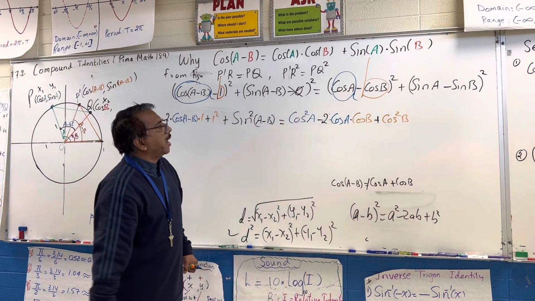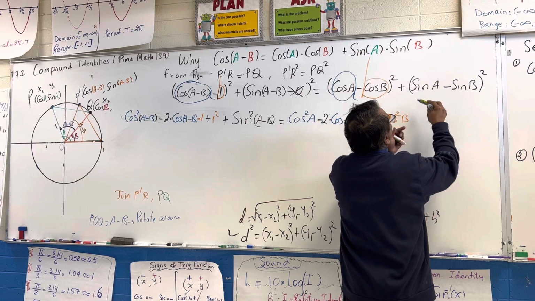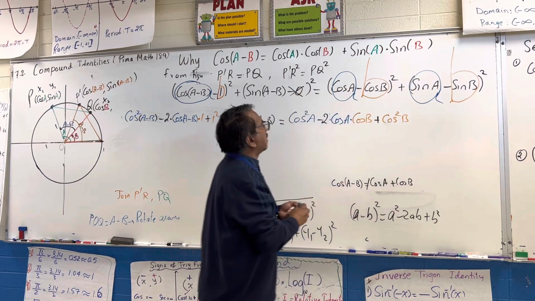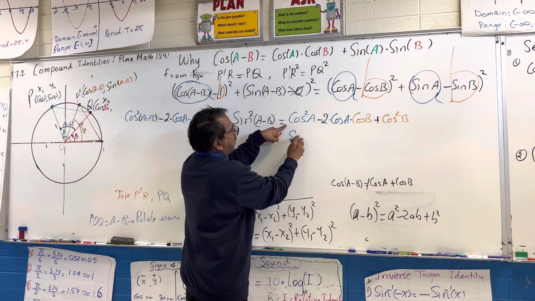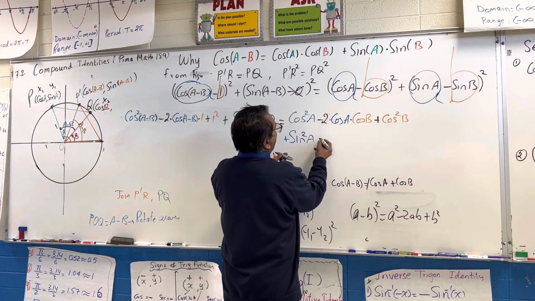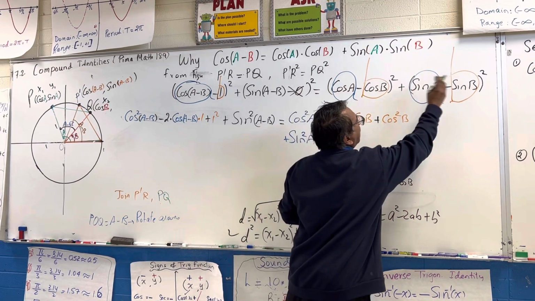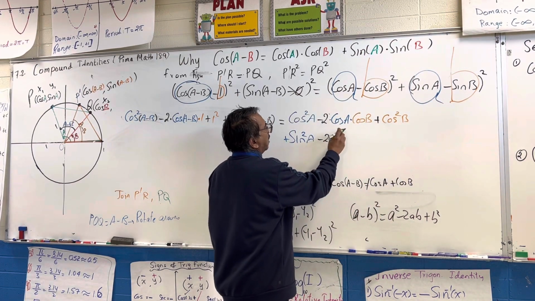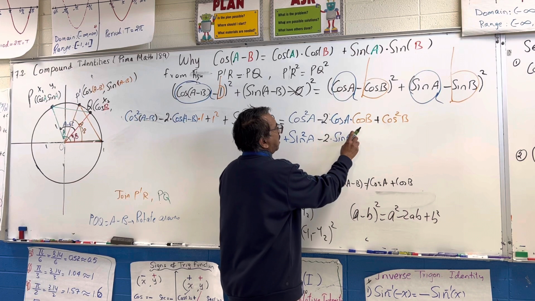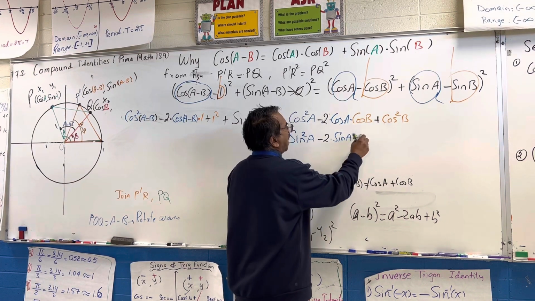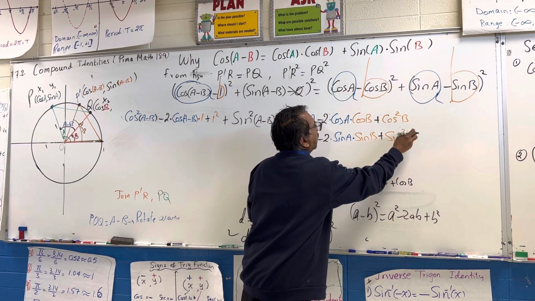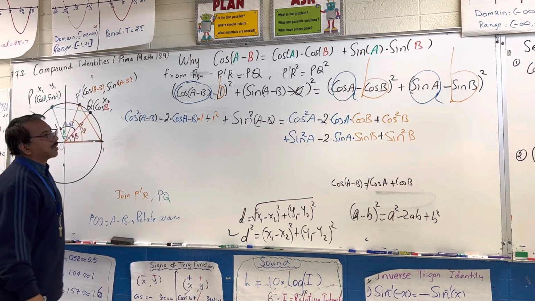Okay. And then next I'm going to use the formula for this one. This is A and that's B. So again sine squared. I'll just write below that, plus sine squared of A. Then minus 2 sine A sine B. So that's A and B: A is sine A, B is sine B. Plus sine squared of B. Okay, so we're almost there.